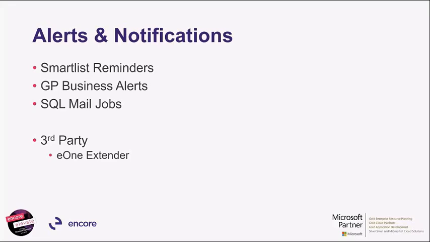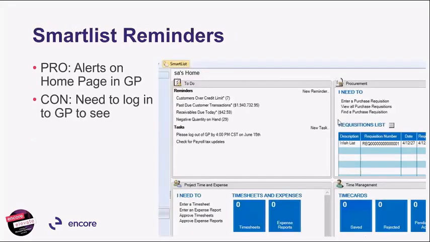Smart list reminders, GP business alerts, SQL mail jobs, getting a little more technical, and we'll talk a little bit about E1 Extender, how it can do alerts on different windows in GP. So smart list reminders are great. They go right on your home page. So when you log into GP, you see different reminders you have. You could show the amounts or the number of transactions next to those. You do have to log into GP to see those, but if you're somebody that's getting into GP every day, it shows up right on your home page, and maybe those are the first things you act on.